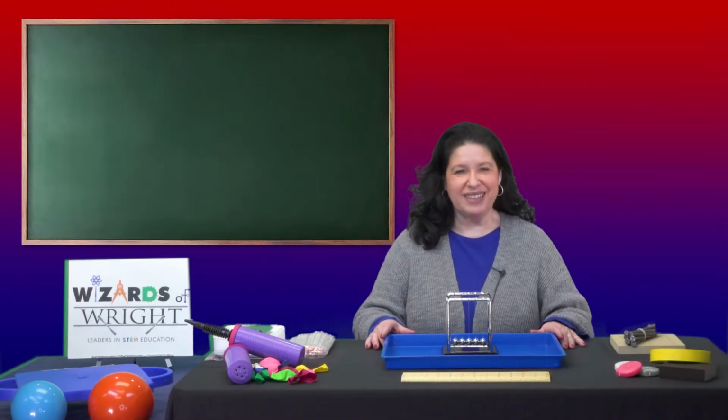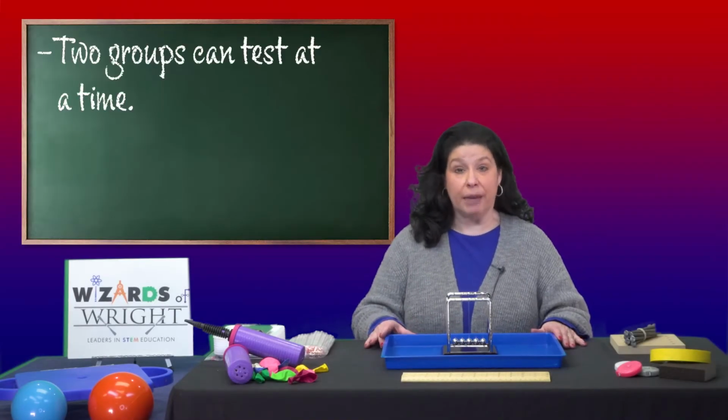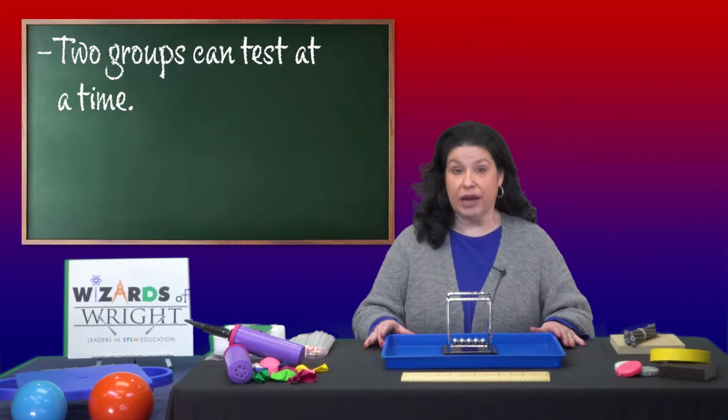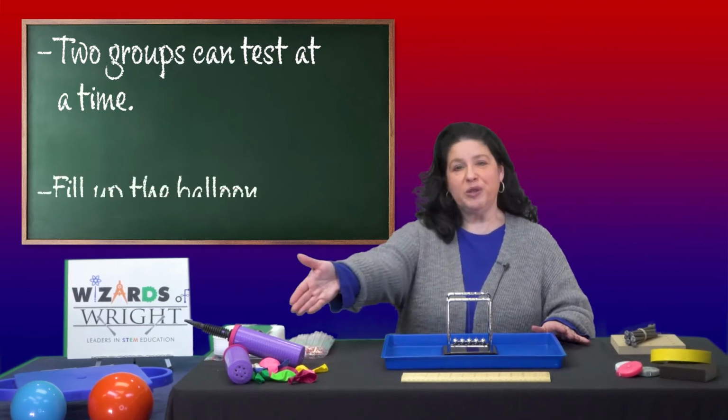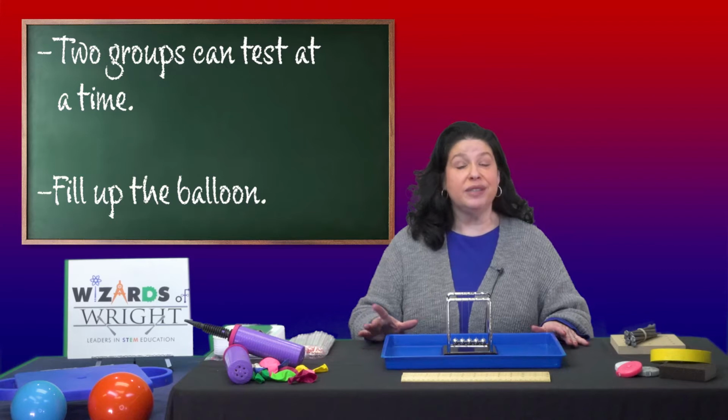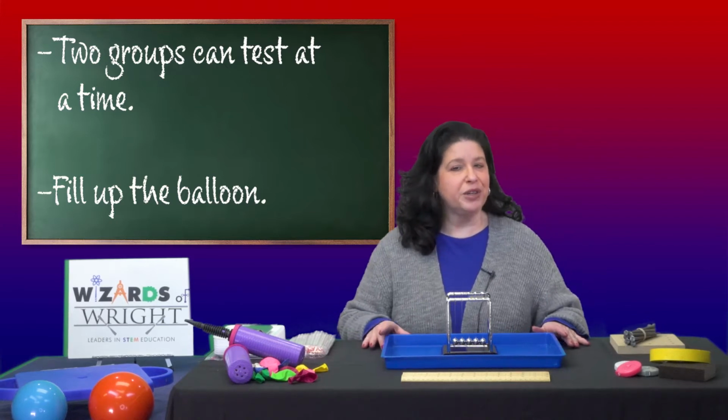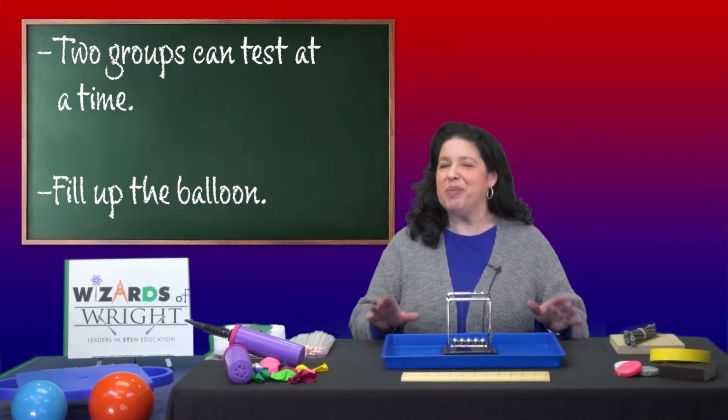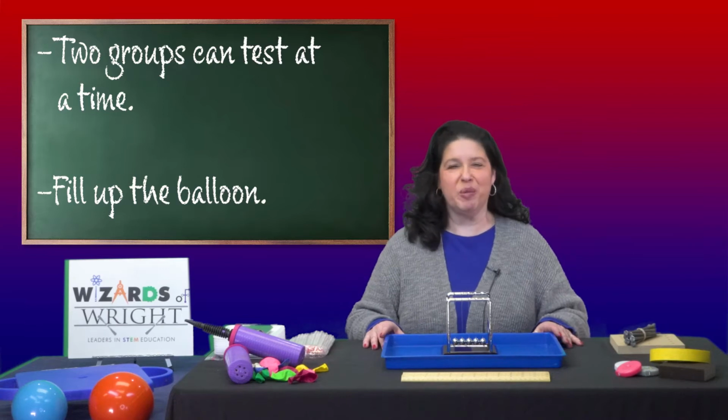Okay, are you ready to race? 2 student groups at a time will line up their racers at the start line. You'll fill up your balloons using a balloon pump. Groups should use the same number of pumps. Your teacher can make the decision to determine how many pumps it takes to adequately fill the balloons.